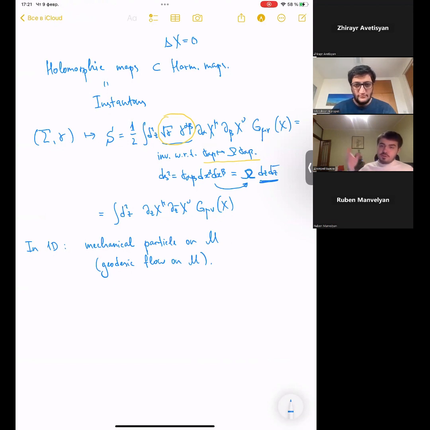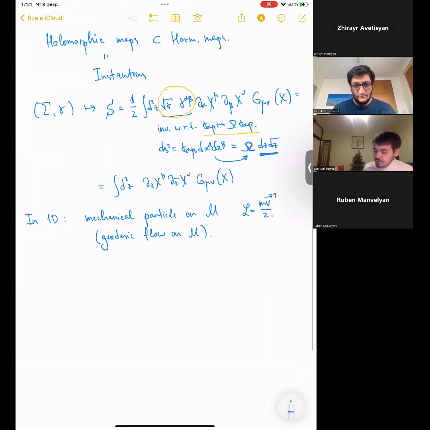There is this well-known map that instead of considering geodesic flow, you can just consider a particle-like Lagrangian with L equals m v squared over 2. So the quantization of this gives quantum mechanics on M. So quantization.